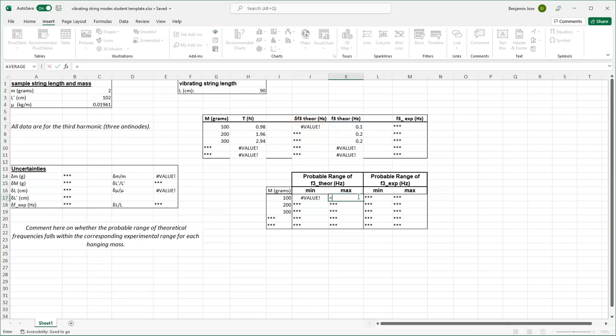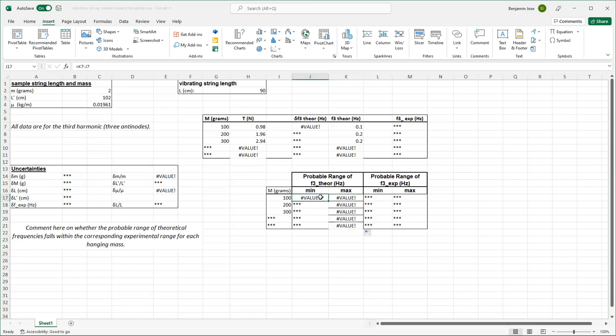So here I would do, this is equal to F3 theoretical plus the absolute uncertainty in that particular frequency. Hit enter, and I don't think you're going to have to mess with any absolute cell references here. Lower right, you get that little black cross, double click, and it will repeat that all the way down. So it's very easy to interpret. Anybody looking at the spreadsheet can look at this row and see, hopefully, a rather narrow range of values for the theoretical frequency.